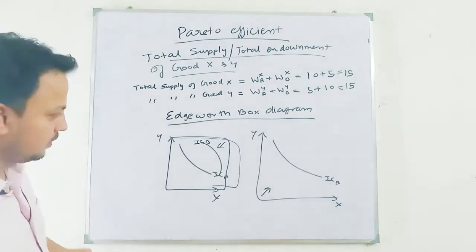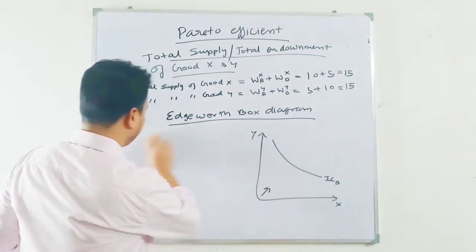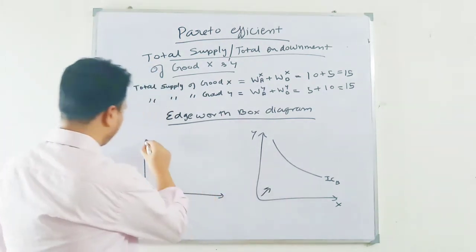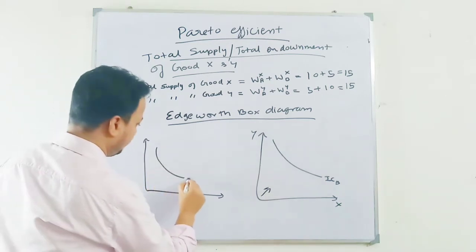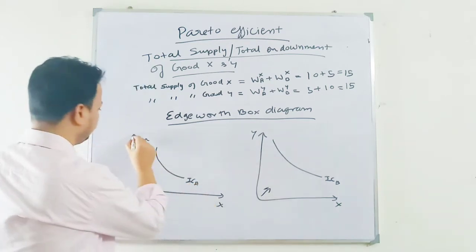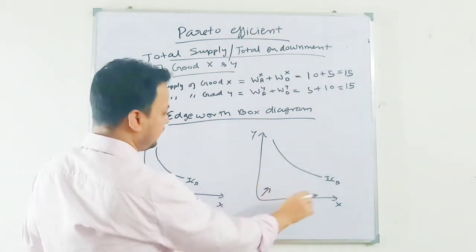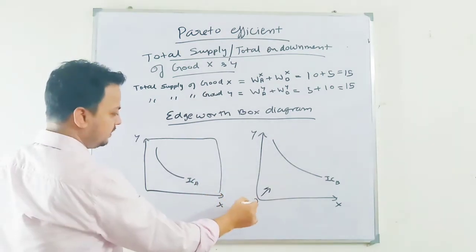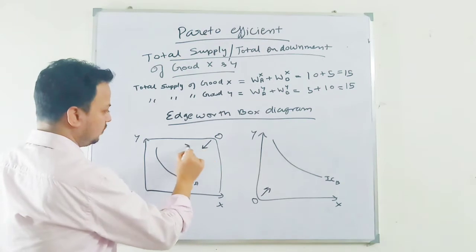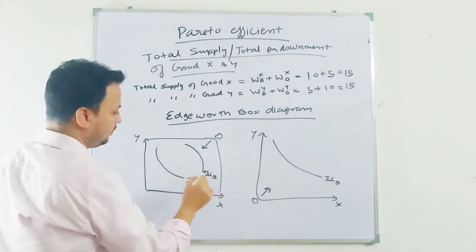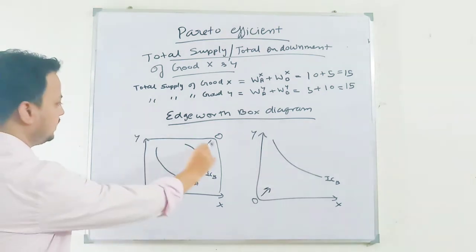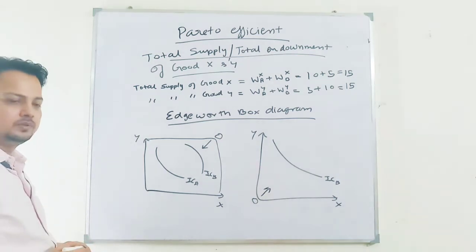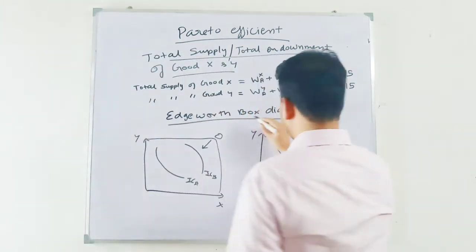Let me draw again. I know my handwriting is not good, but let me draw properly. This is the indifference curve of consumer A. This is X and Y. I take this graph and invert it here. This is the axis, and this is the graph of individual B. So this is my Edgeworth box. This is clear.